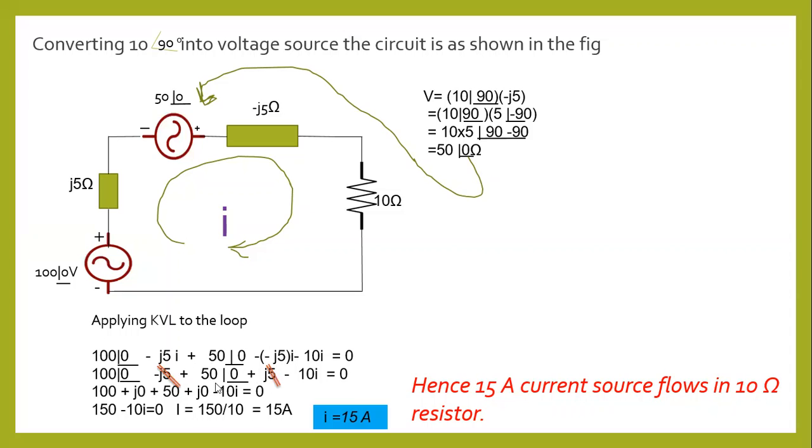Again, transforming this to a rectangular form, we will get 50 plus j0 minus 10 I, writing as such, is equal to 0. Now j0, there's no value for it. Hence 100 plus 50, which is nothing but 150, minus 10 I is equal to 0. Please don't add 100 plus 50 directly as we can't add polar forms directly. I is equal to 150 divided by 10, so the final answer is 15 amps of current flowing across the 10 ohm resistor.